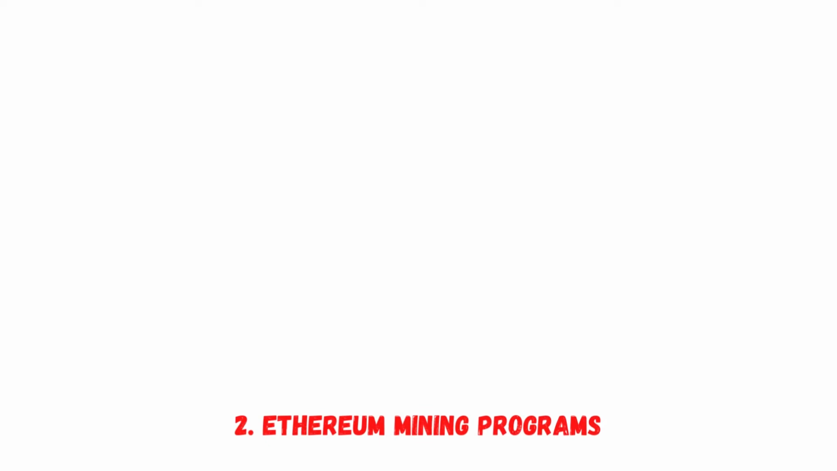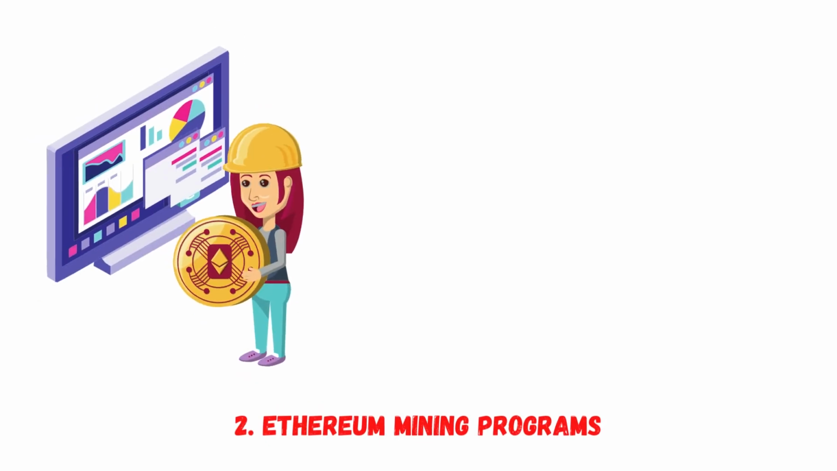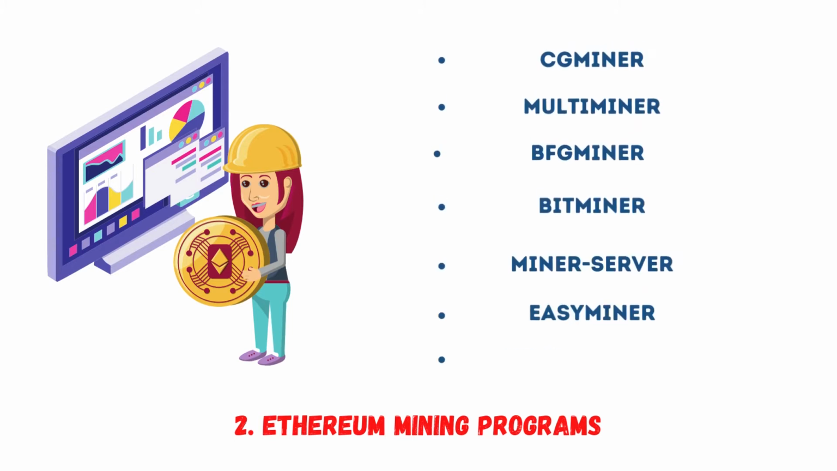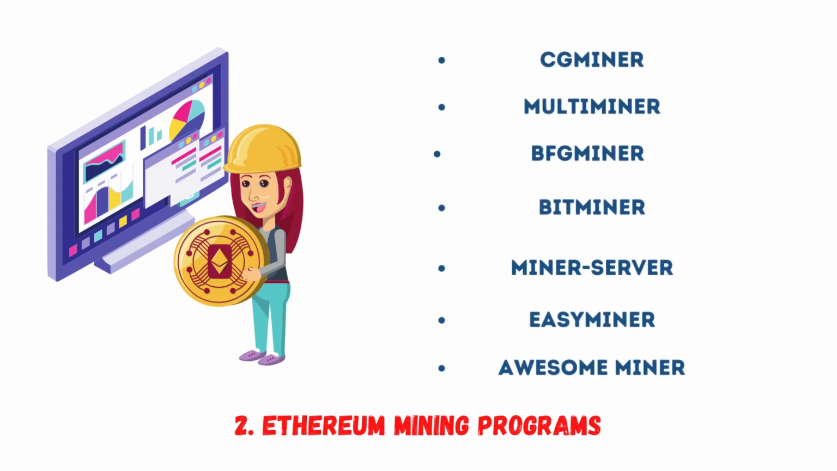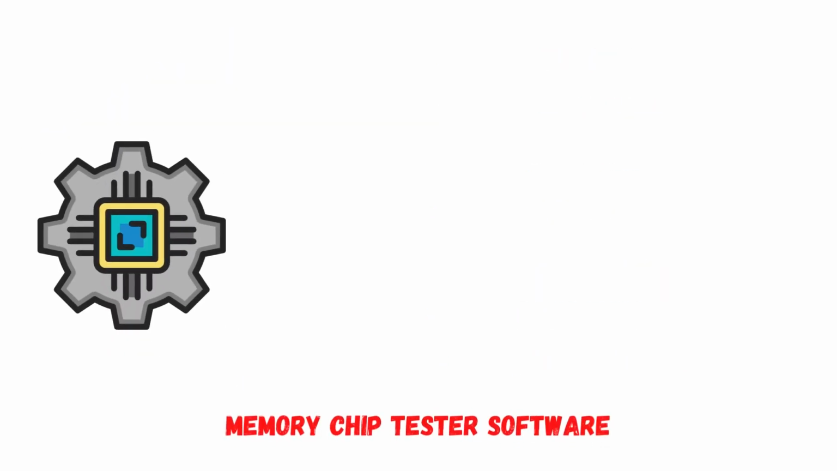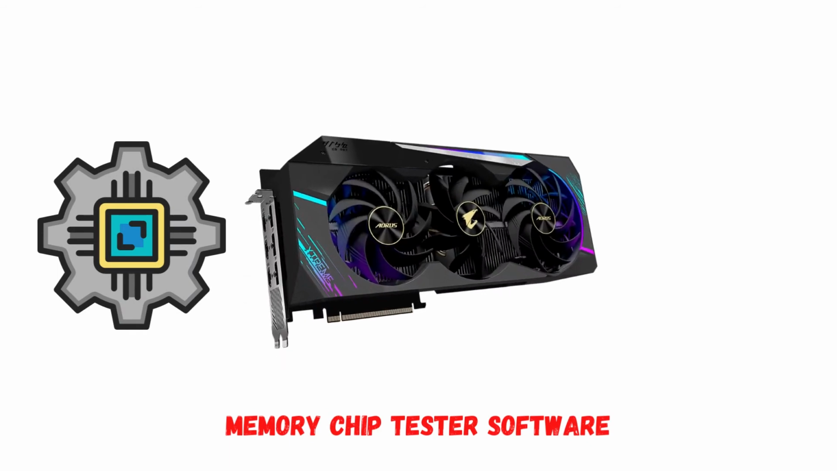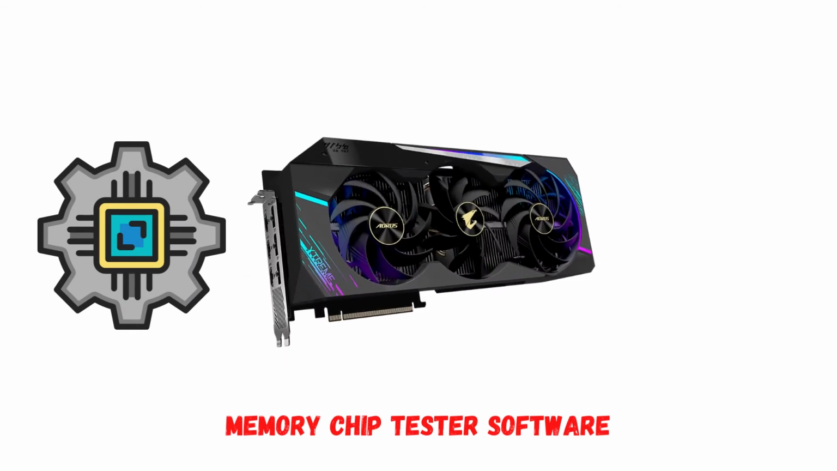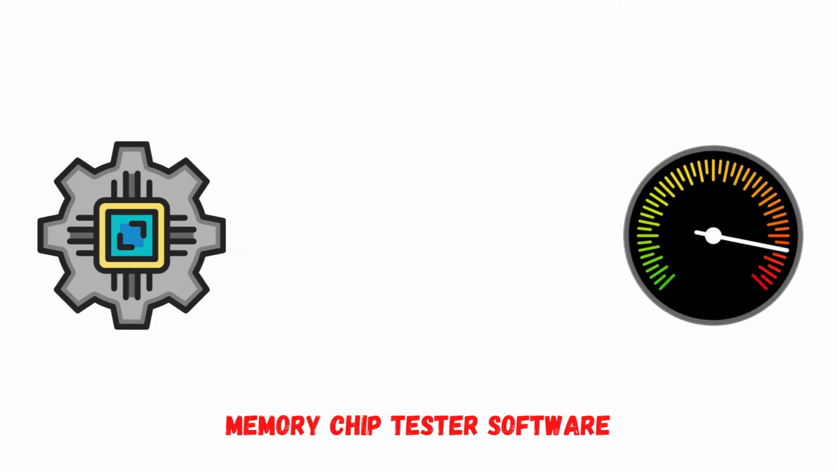2. Ethereum mining programs. Some software that allows you to effectively mine ETH are CG Miner, Multiminer, Miner, Bitminer, Miner Server, Easy Miner, Awesome Miner, and so on. In addition, I really recommend you consider trying the following software. Memory Chip Tester Software. This assists you in determining which company's memory chip the VGA card is using, so you know how much to overclock properly.